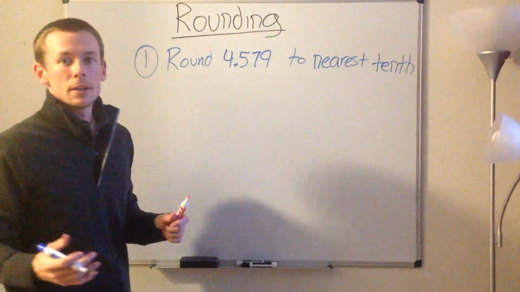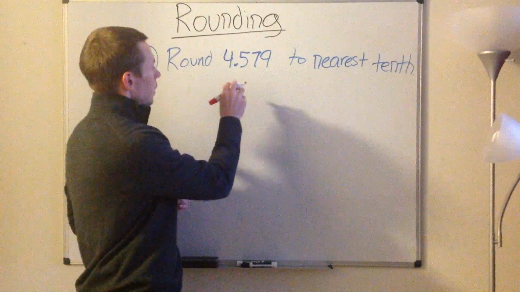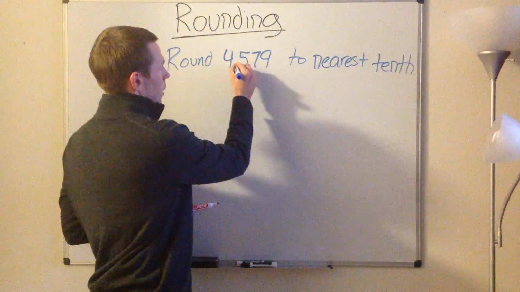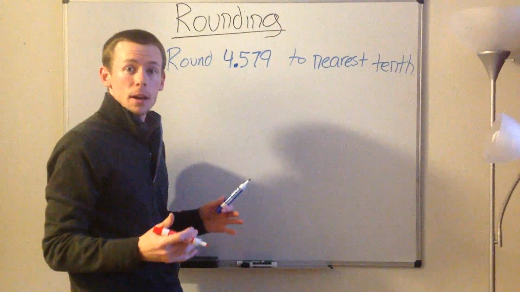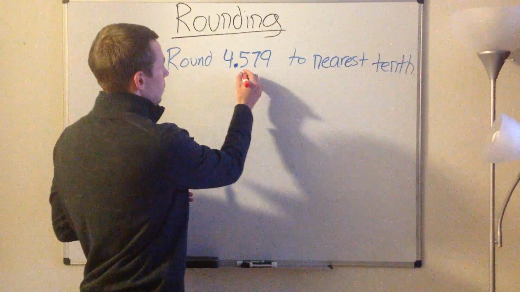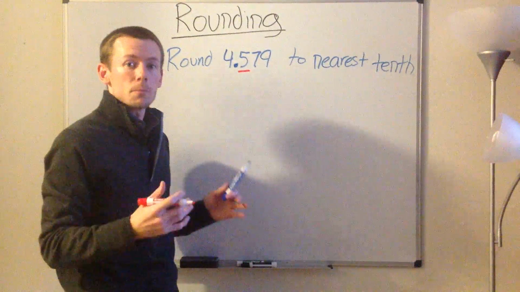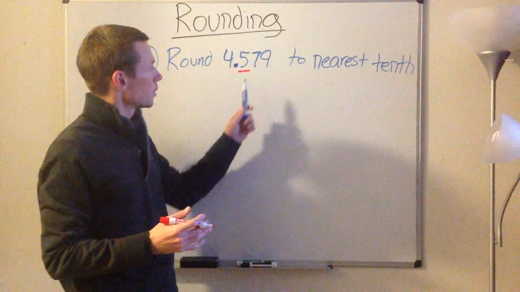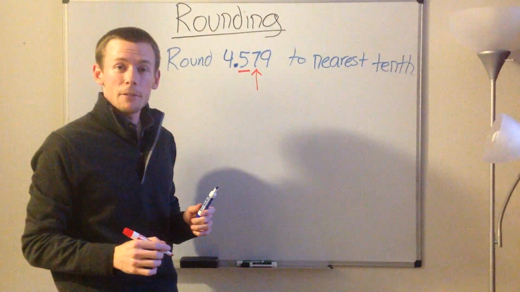So round to the nearest 10th. Well, let's find the 10th place value. Here's the decimal point right here. So the 10th is the first place value immediately to the right of the decimal point, which in this case has a digit of 5. We found that. Look to the number to the right. Immediately to the right, that digit. Is it 5 or bigger?